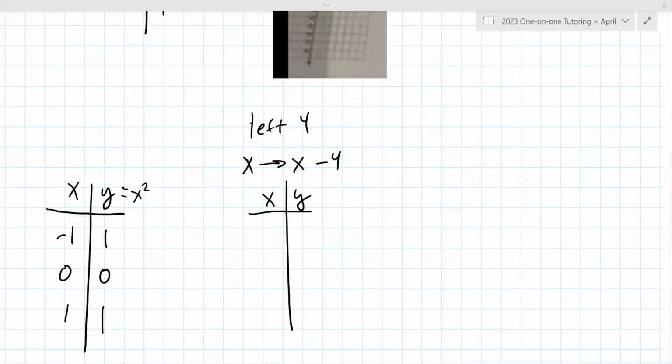-5. Okay, -5. What's the next one? 0 minus 4. Is it 0 minus -4 or 0 minus 4? It's whatever this number is, 0 minus 4. It's -4. And 1 minus 4 is -3. Okay, very good. Are the y values affected? No, they're not affected.